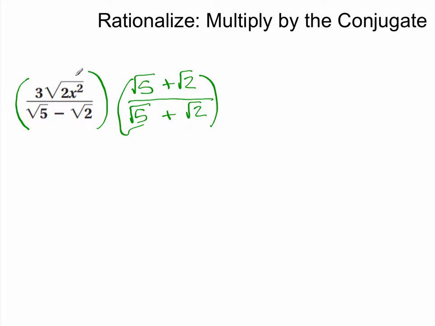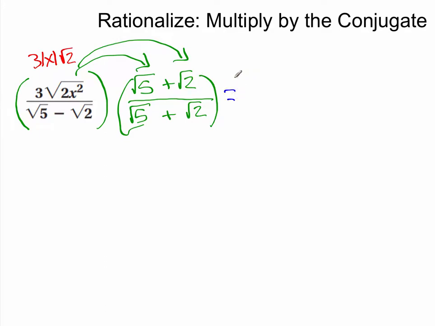Now, I'm going to distribute this 3 times the square root of 2x squared to both terms. But you know what? Before I do that, I'm going to simplify that. 3 times the square root of 2x squared is 3 times the absolute value of x times the square root of 2. So you want to simplify these as much as possible before you get started. So let me distribute 3 times the absolute value of x times the square root of 2 across.